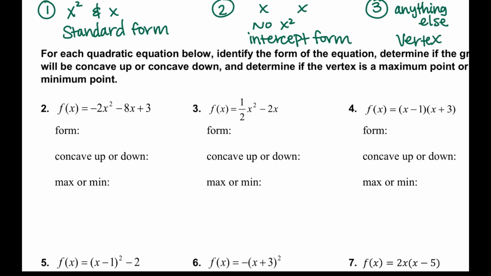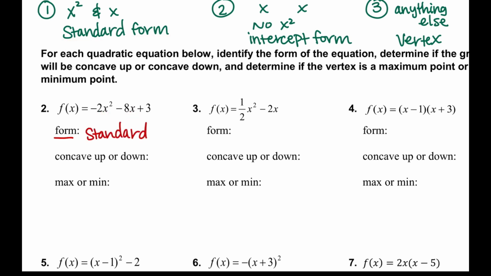So let's look at number 2. We're going to look at the form here. So is there an x squared and an x? If we look at this, we have an x squared here and an x here. So this is in standard form.